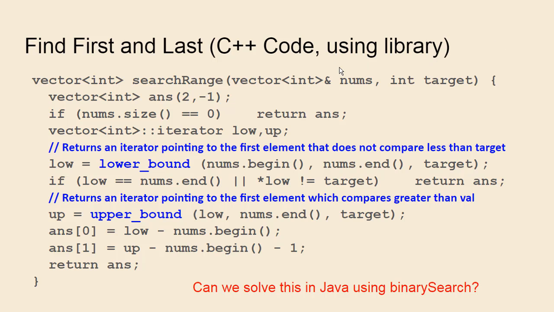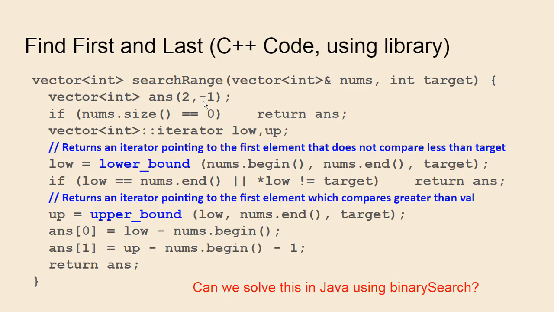So it turns out that if you use C++, then this problem is fairly straightforward. You essentially just call the library and then you can solve your problem. You can use these functions called lower bound and upper bound. These are in the C++ Standard Template Library. So yeah, let me just go through the code.